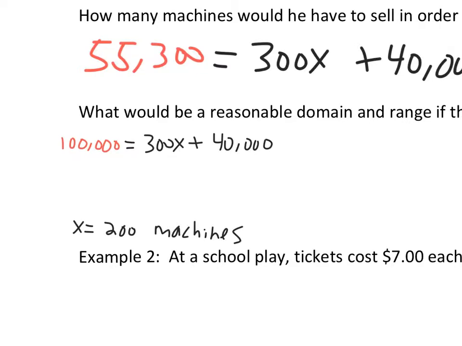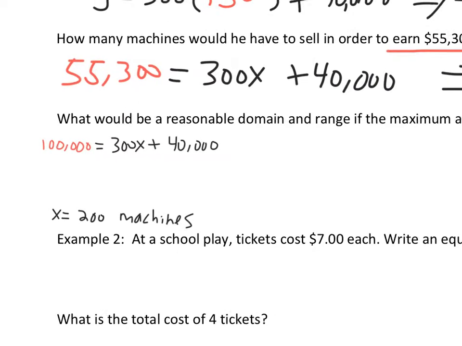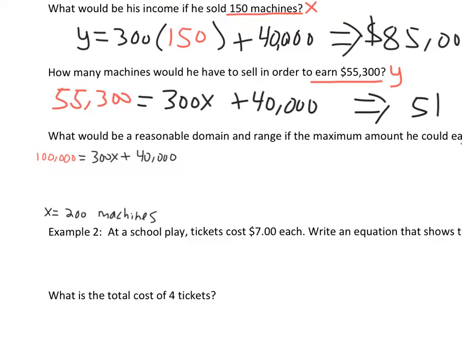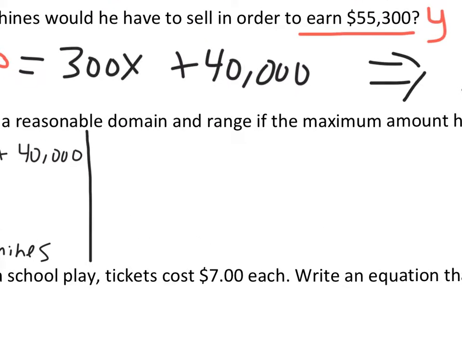Okay, so 200 machines means that's the maximum amount of machines he can sell. Okay, because he has to cap out at $100,000. That's the most he can earn for the year. Okay, so I'm going to separate this paper. All right, so now what we need to do is to find the domain and range. We need to find a minimum for the x and the y. So minimum. All right, and then we want to find a maximum for the x and y.